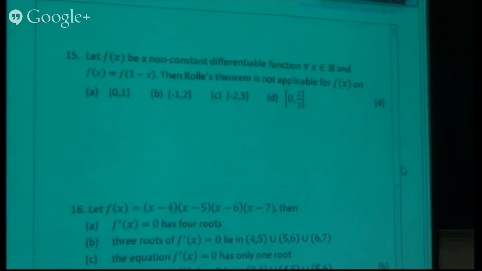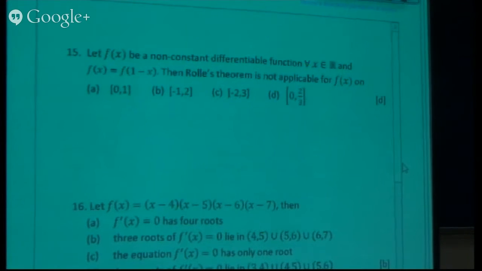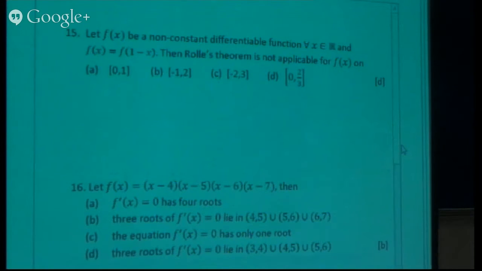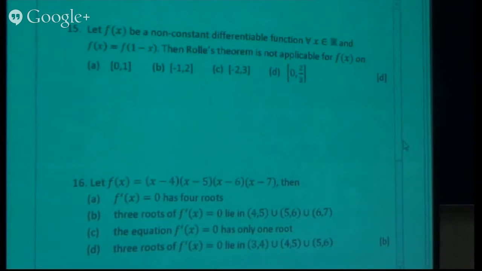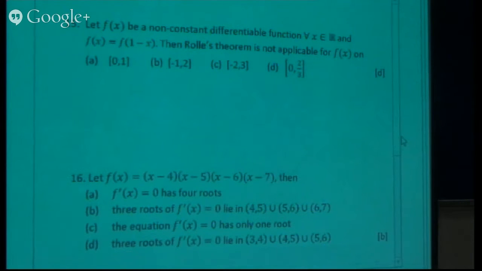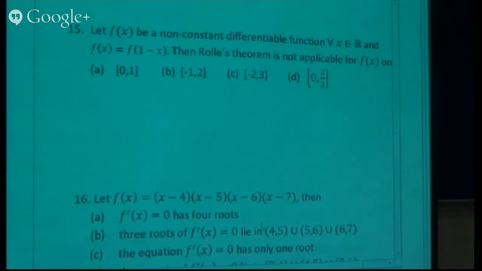So it says f is a non-constant differentiable function. It is differentiable, so it is continuous as well, for all x in R. Moreover, it has this property: f(x) is equal to f(1 minus x). So the first two conditions of Rolle's theorem are satisfied. It is continuous, it is differentiable. Now, Rolle's theorem is not applicable for f(x) on which of the following options. In order that Rolle's theorem is applicable, condition 3 should hold. So you really have to check in these four options where f(a) is not equal to f(b).